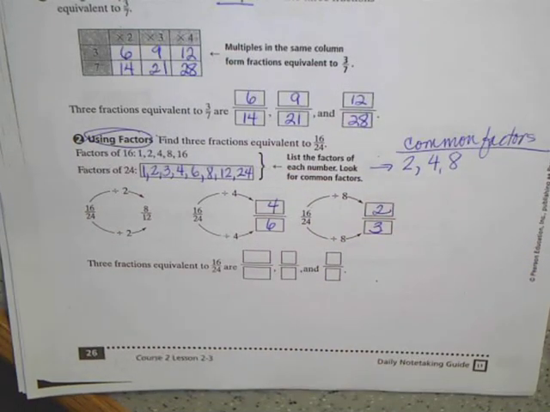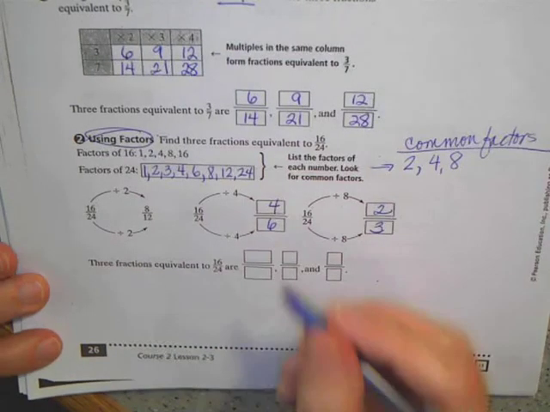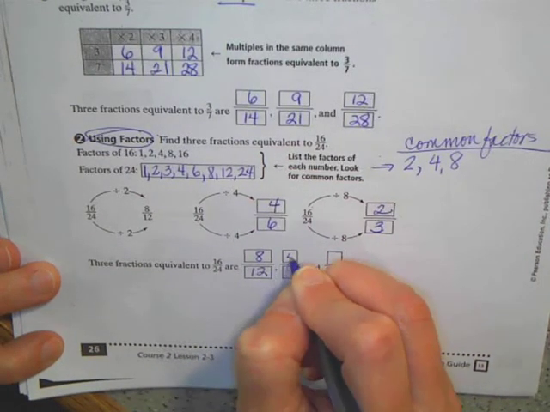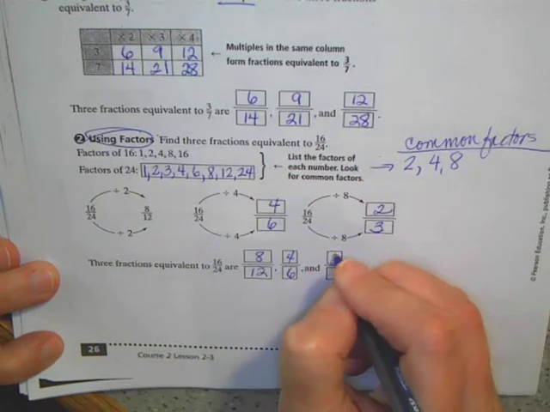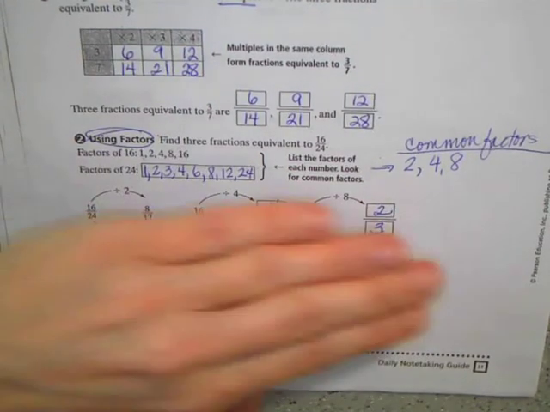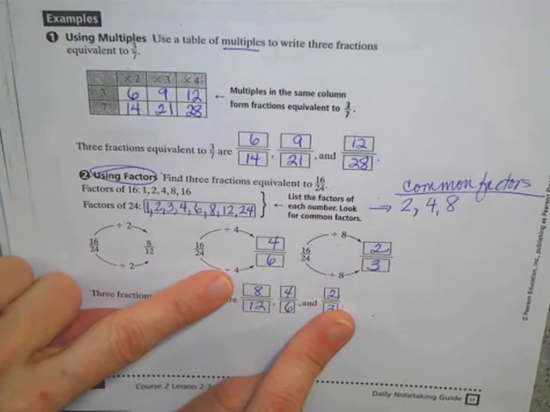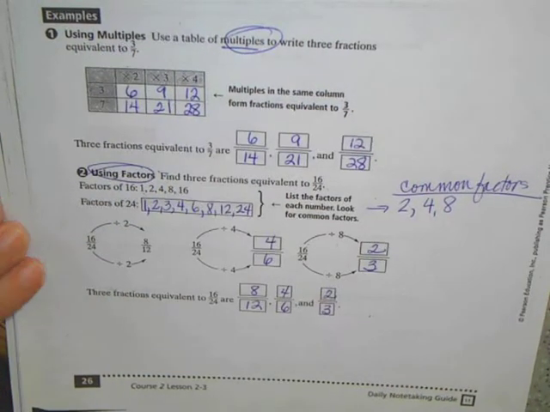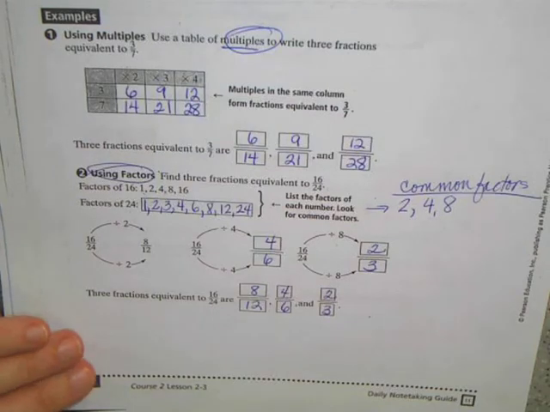Okay, so 3 fractions that are equivalent to 16/24 are 8/12, 4/6, and 2/3. So if I'm using factors, I'm dividing to get smaller values for the numerator and denominator. If I'm using multiples, I'm going to be multiplying and getting larger numbers.